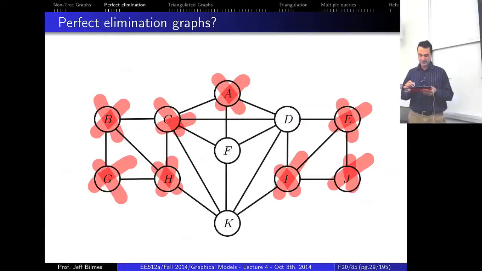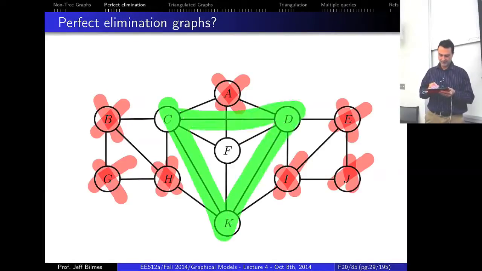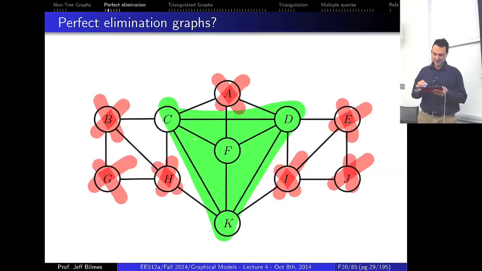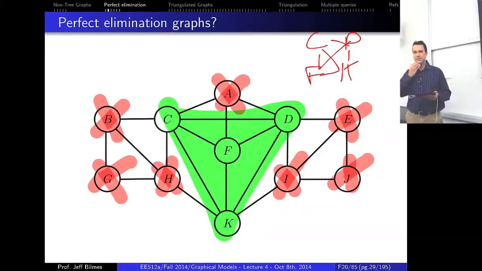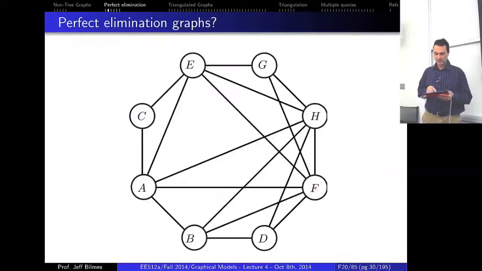You're going to see that depending on how we draw a graph, it can make it look different. Maybe it doesn't look like a four-clique, but this is exactly the same as C, D, F, and K, where it's a four-cycle with cross edges. So it's the same graph, just the vertices are in different positions. What about this? Is this a perfect elimination graph?